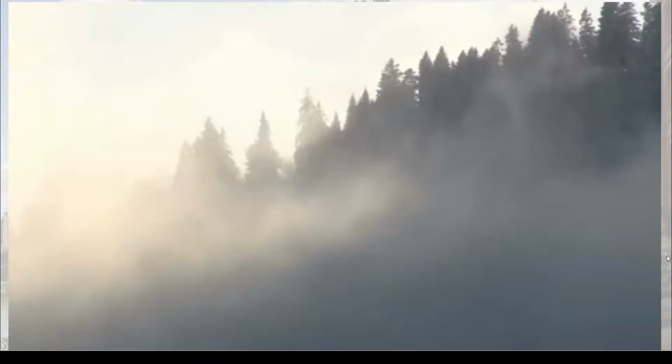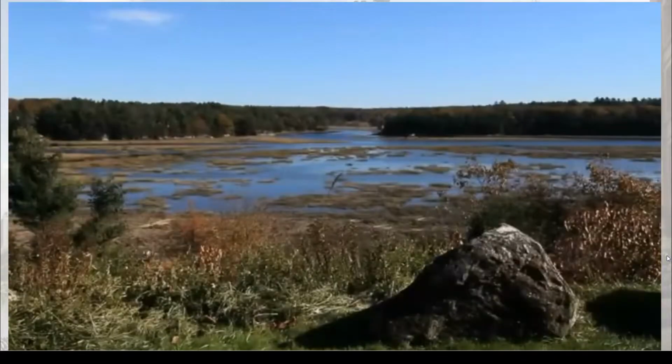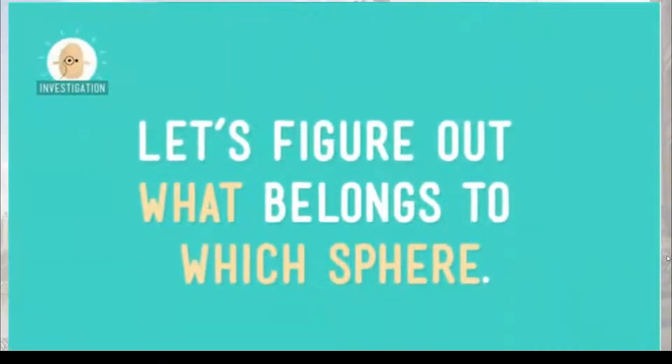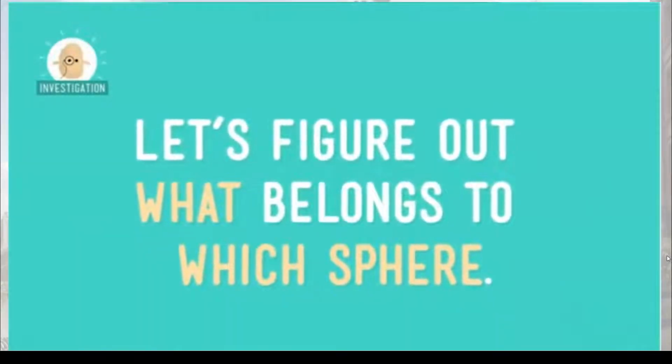Deserts and forests are types of biomes. So are rainforest, grasslands, and wetlands. All of these biomes and many more make up the Biosphere. Okay, now that we know what's in these 2 spheres, let's put them together and try to figure out what belongs to which sphere.